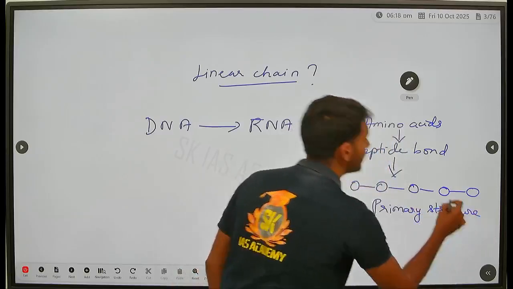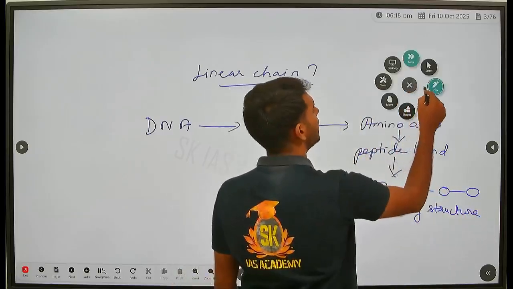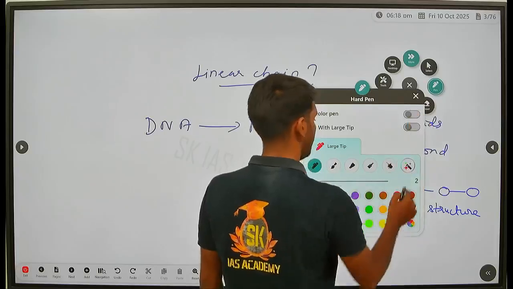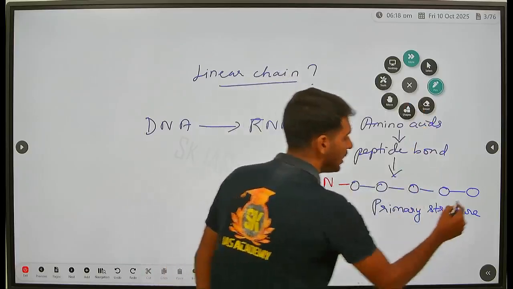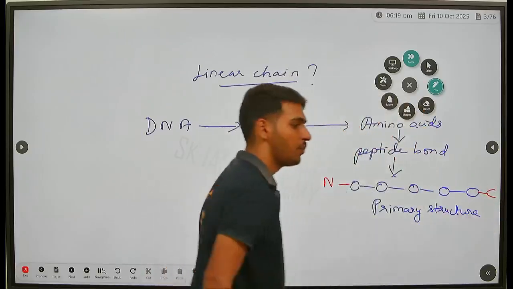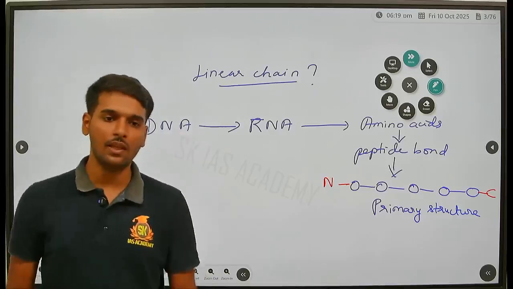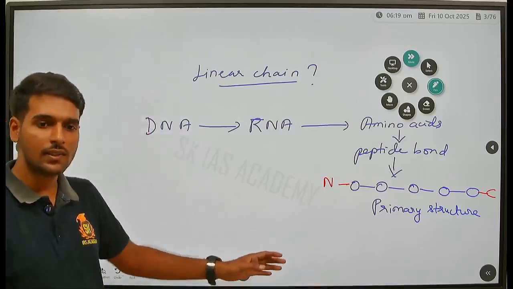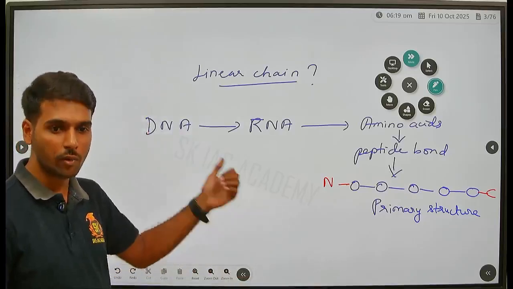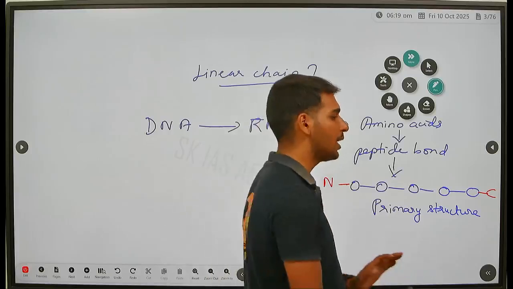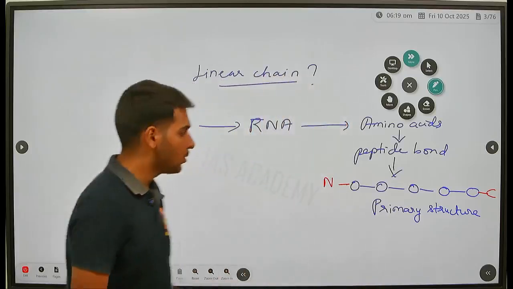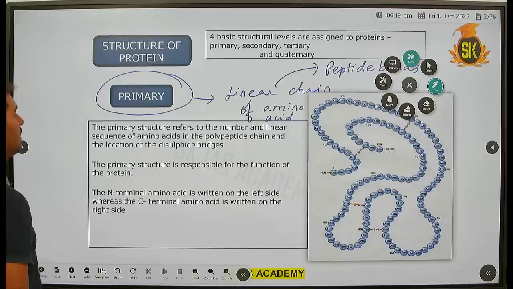Now this primary structure has two ends, right? One is your N terminal, the other is your C terminal. What does it mean? The N terminal suggests that one of the sides is of the amino group and the other end is of the carboxylic acid group. Okay, so this is what the primary structure is.